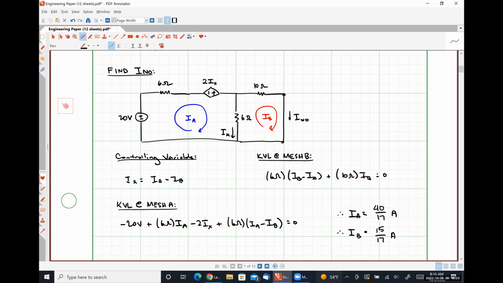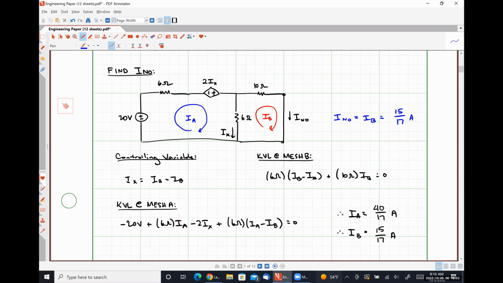All right, so working under the assumption that these values are correct, which all of you should be able to confirm by now. What is I Norton? IB. So let's put that over here. I Norton is simply IB, which is 15 over 17 amps.